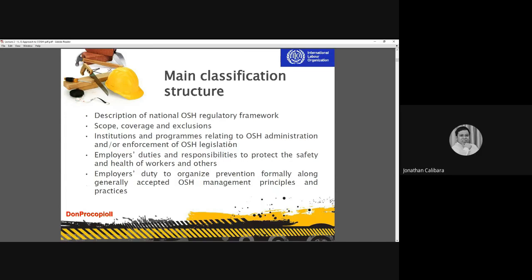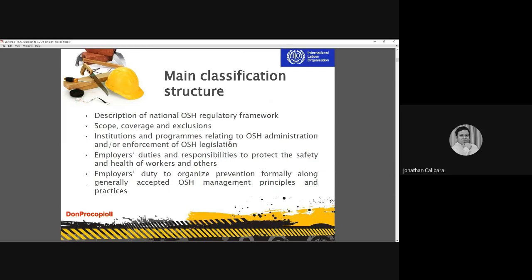Second, the scope, coverage, and exclusions. What are the limitations? Scope and coverage meaning up to what limit, ang range sa mandate or regulation of the law. Exclusions are sometimes the exemptions of the rule, the things that you have to understand and need to consider. What are the exemptions? So that's what exclusions are.